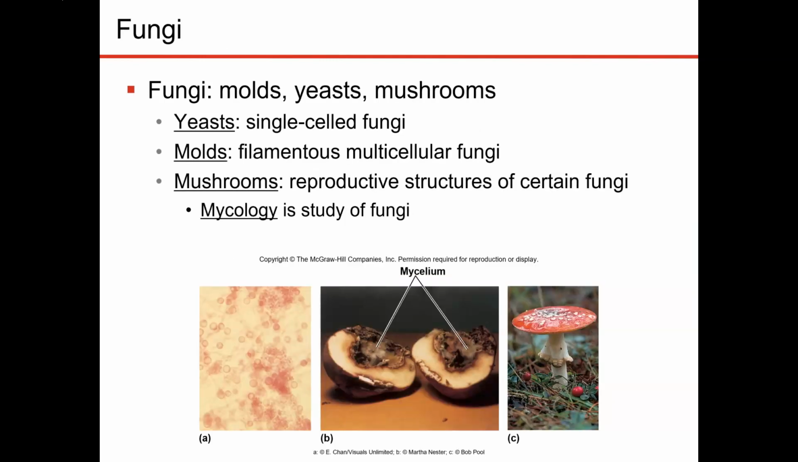So we're going to go through these structures and talk about them a little bit. We'll talk about why we study them in microbiology, and we'll talk about their importance outside of just microbiology. So fungi can be found as molds, yeasts, or mushrooms. Yeasts are always single-celled, and so they would be microscopic, whereas molds are filamentous, multicellular, and mushrooms are the structures that are reproductive for certain types of fungi.